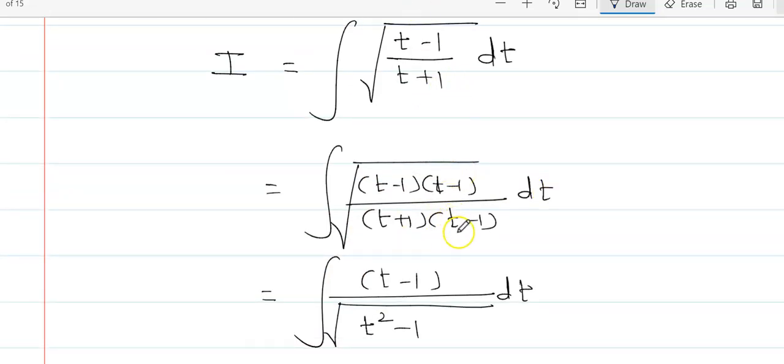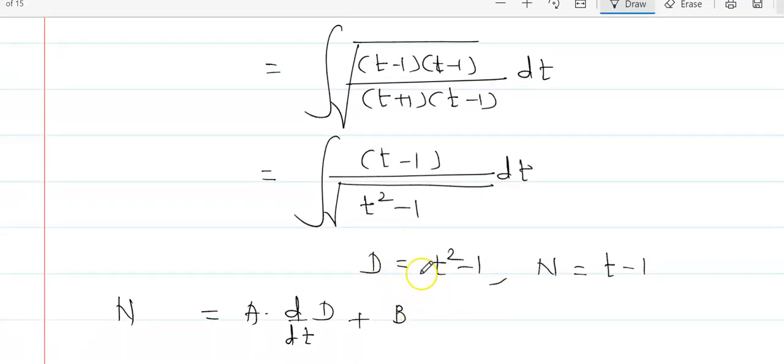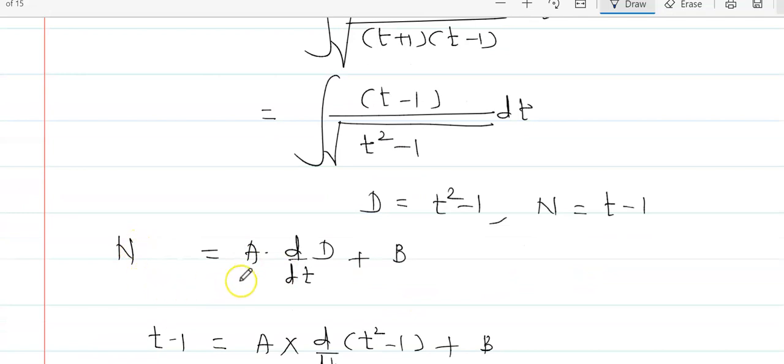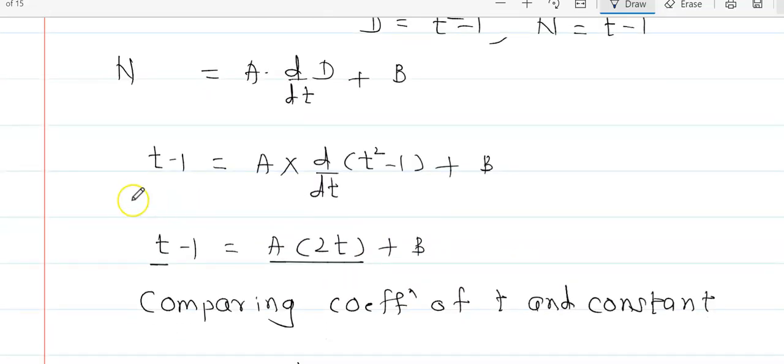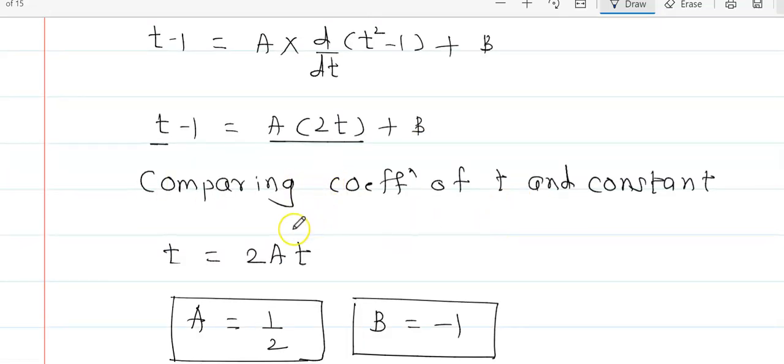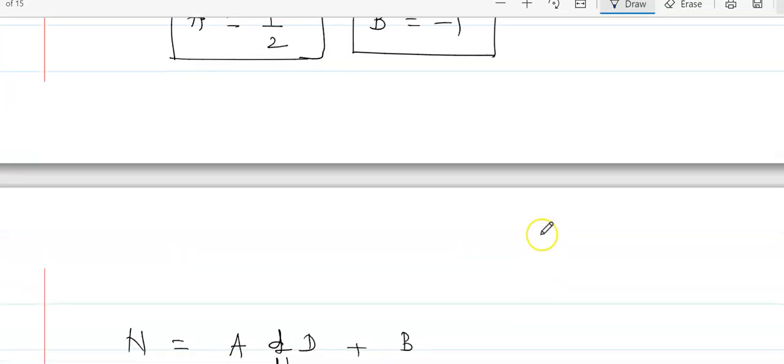Multiply numerator and denominator by t minus 1. Therefore, this will become a square and the root gets cancelled. You will get (t minus 1) upon root of t square minus 1. This is the numerator and denominator. Numerator equals a into the derivative of the denominator plus b. So t minus 1 equals a into derivative of t square minus 1, plus b, that is a times 2t plus b. Compare the coefficient of t and the constant. Here 2at equals t. Therefore, a equals 1 upon 2, and b equals minus 1.